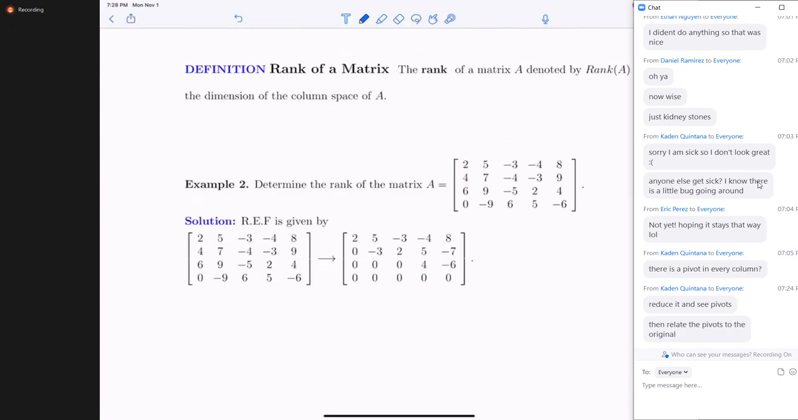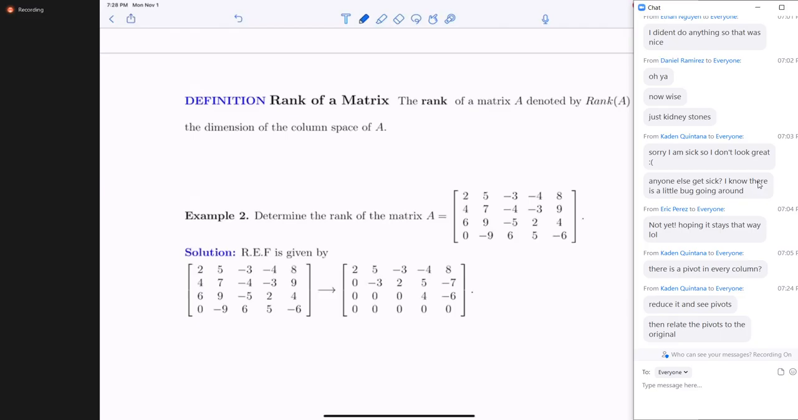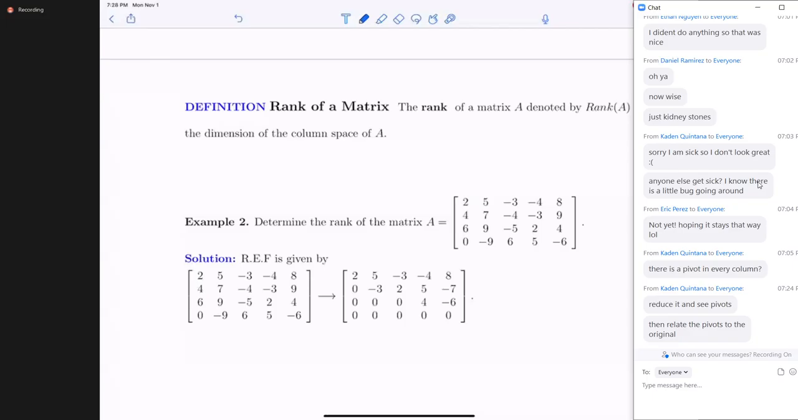The rank of a matrix. Suppose that we have a matrix A of size m times n. The rank of a matrix A is denoted by rank of A, and it is the dimension of the column space of A. So it means that the rank of A is the dimension of the column space of A. Do you remember how we can find the dimension of the column space of A?